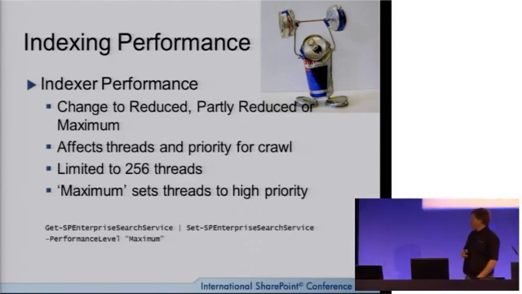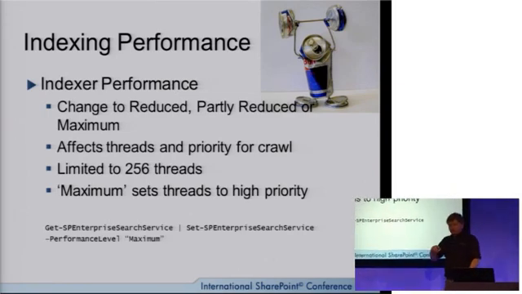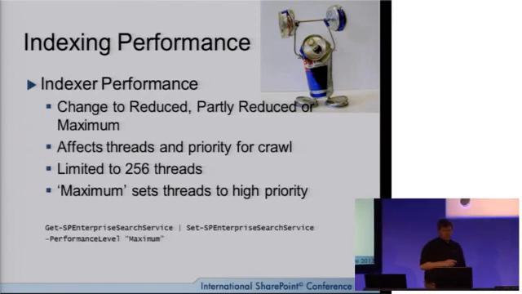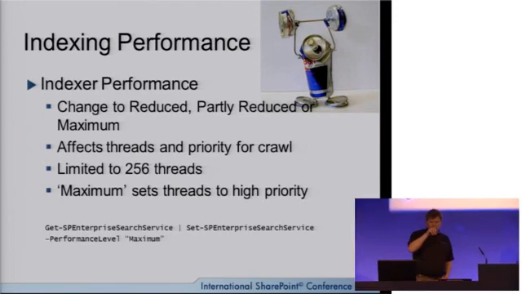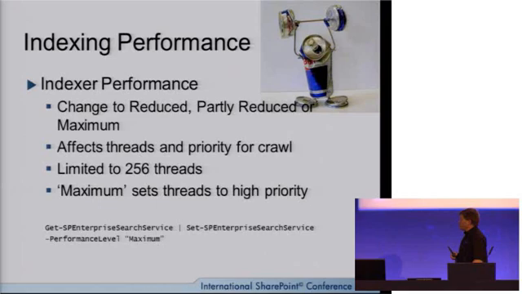Indexing performance. By modifying the values here, we talked earlier about the crawler impact rules that can do denial of service on your farm. This is another one that can do a similar thing. You can set the values. In 2007, we had a little control slider. In 2010, we don't have that. We just have the ability through PowerShell to set it to reduced, partly reduced, or maximum, which basically says how many threads my crawler is allowed to use.